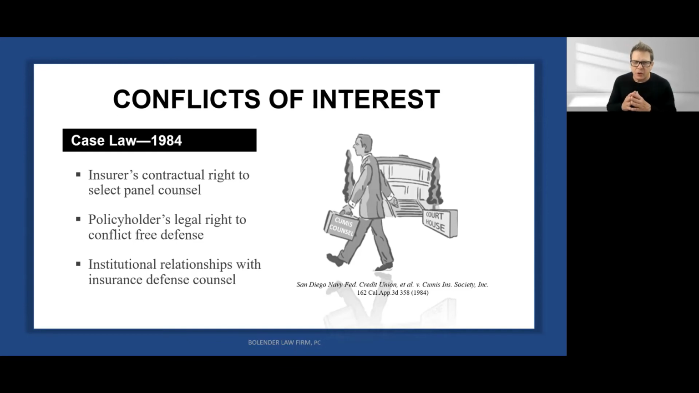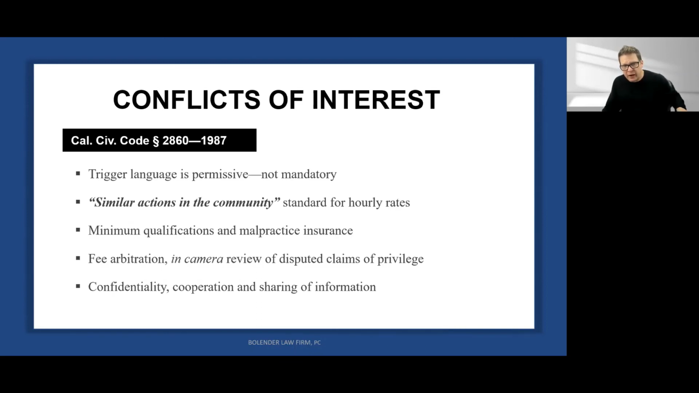Now, the holding in Cumis was arguably overly broad, and in the years immediately after the Cumis opinion, policyholders were demanding Cumis counsel in every single case in which the insurance company reserved its rights. And this was about 10 years before I became an attorney, but I understand anecdotally that it was a bit of a mess. And so the legislature and various interest groups got together a few years later and enacted Section 2860 of the California Civil Code.